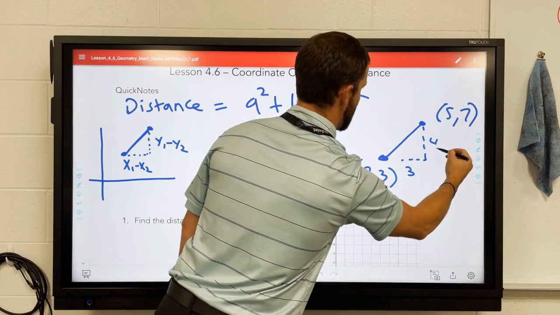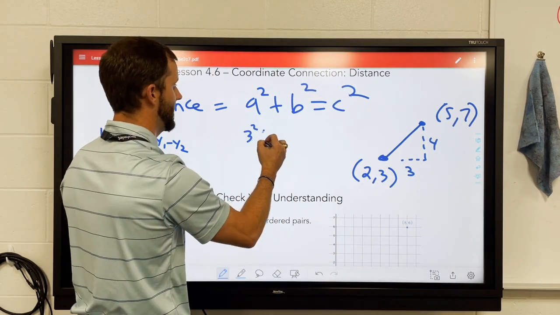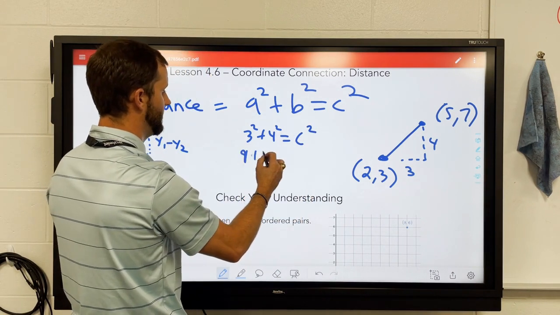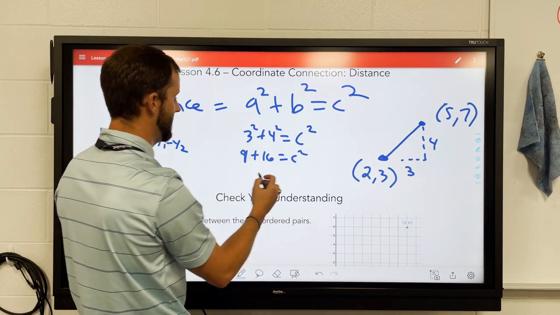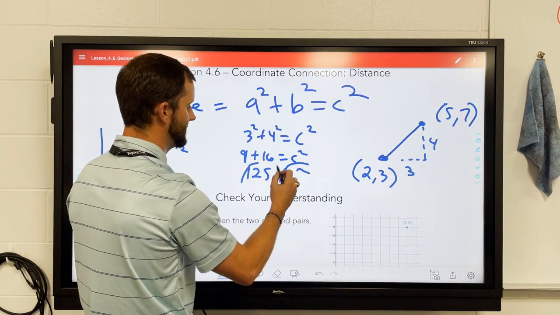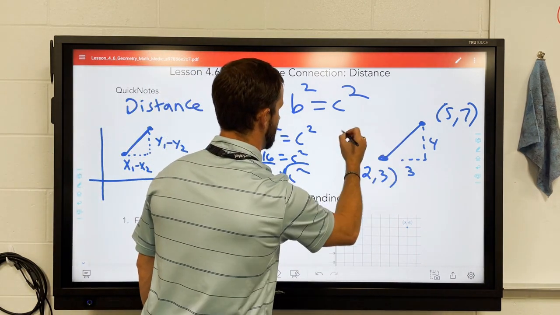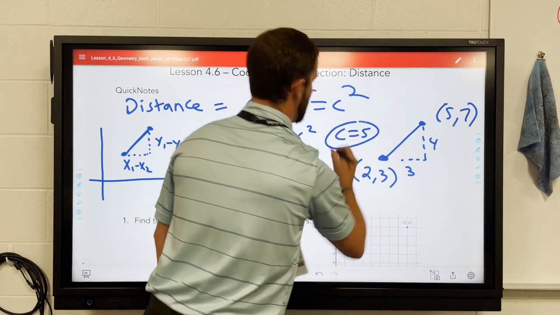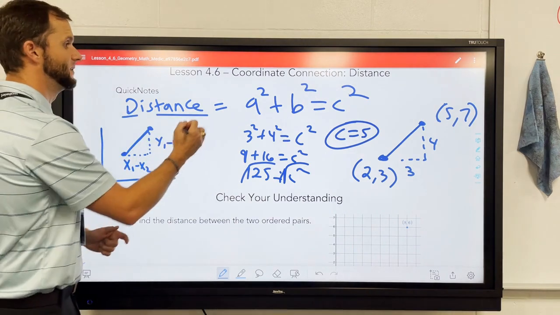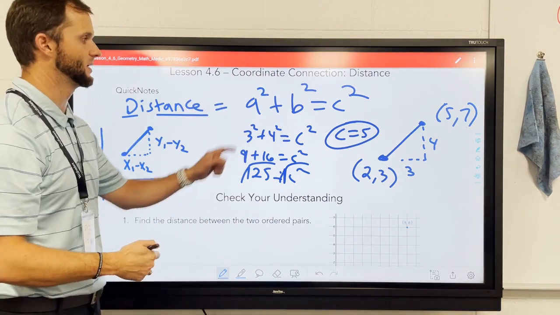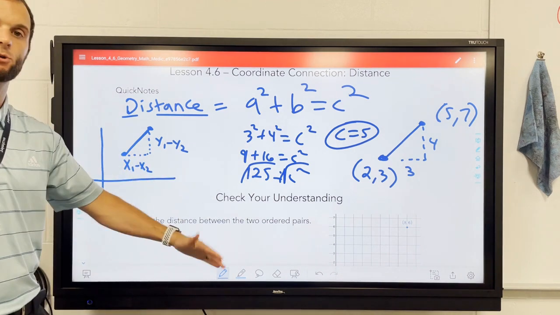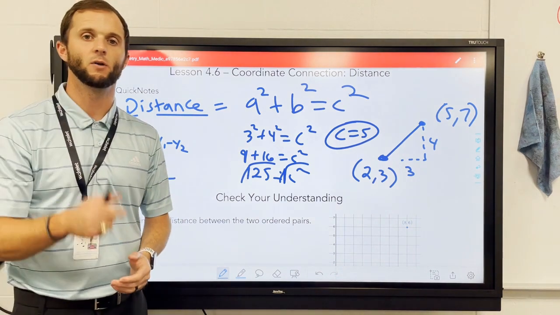Then when I use the Pythagorean theorem, 3 squared plus 4 squared equals c squared. 9 plus 16 gives me c squared. That'll be 25. Take the square root of both sides. C is going to end up giving me 5. So C is equal to 5. And there's your quick notes, ladies and gentlemen. Anytime you want to find distance diagonally between 2 points, use the Pythagorean theorem, okay? Good luck with your check for understanding questions. Let me know if you have any questions.